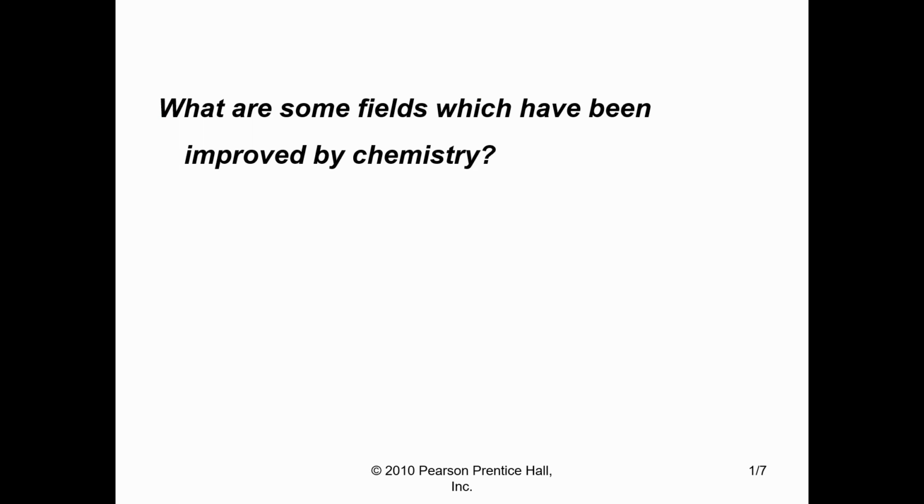What are some fields which have been improved by chemistry? Almost all technologies have been improved or developed by chemists. Chemists have worked to develop technologies like the chips in computers, and technologies like different materials. There are some chemists that specialize just in creating new polymers, new plastics. Most of the materials and technologies around us have been developed by chemistry.